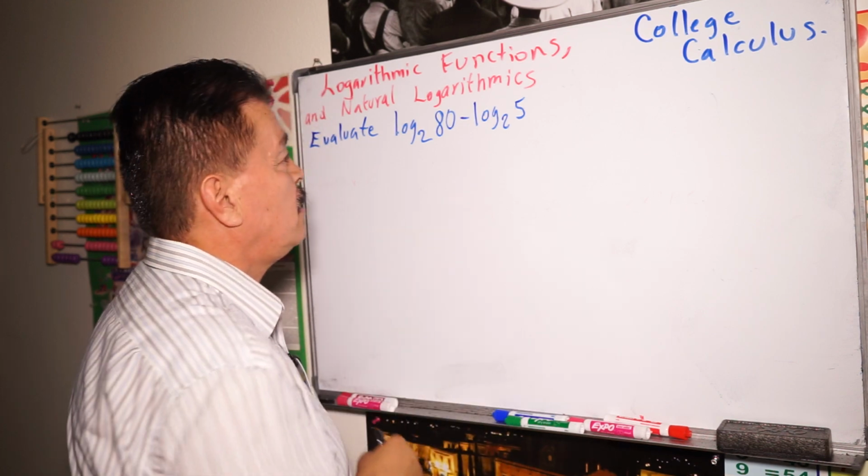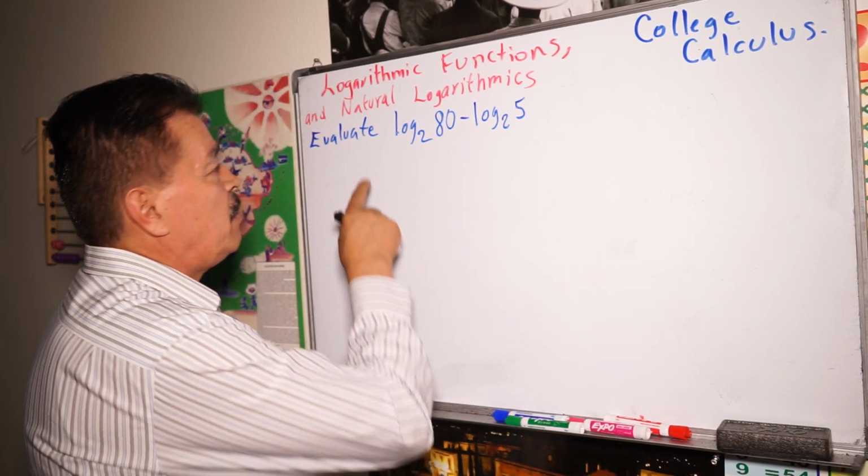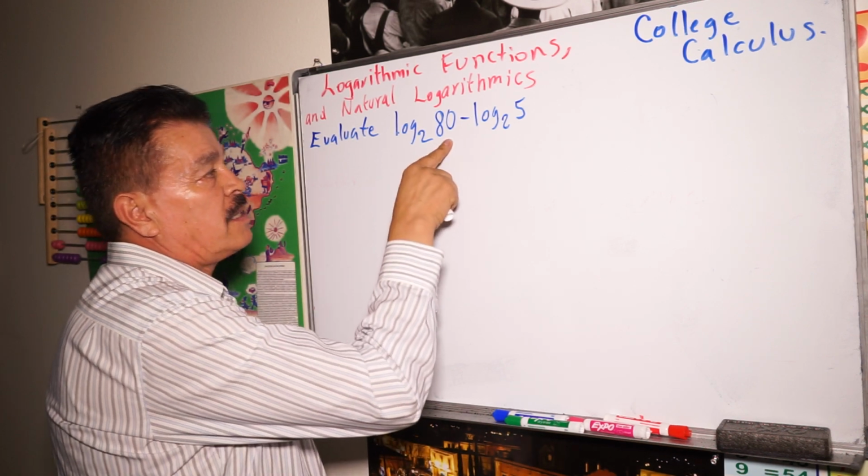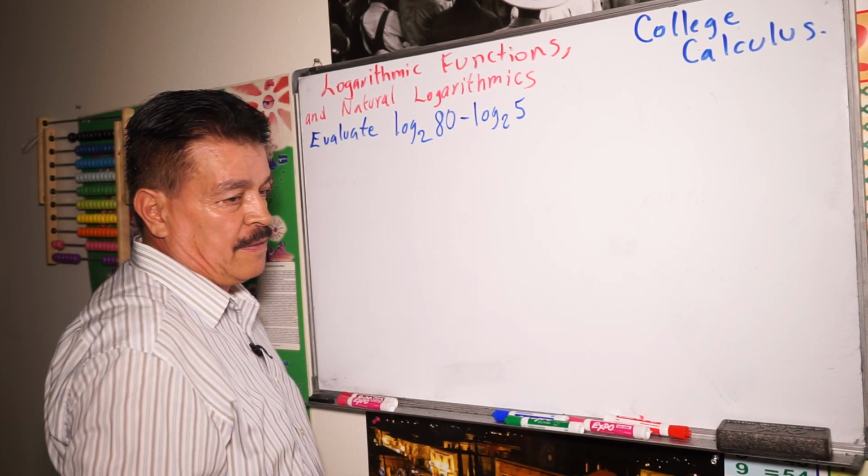This is the first one. First problem, we have to evaluate log 2 8 minus log 2 5.